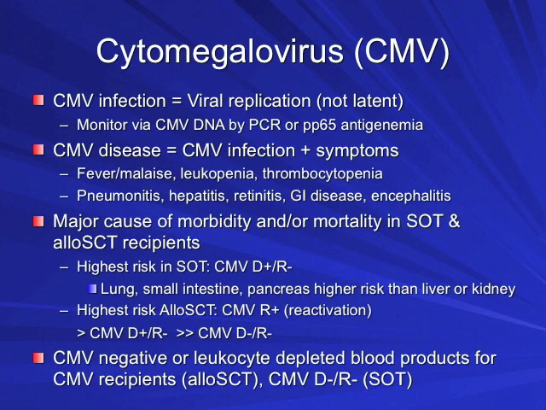And this is a major cause of morbidity and or mortality in solid organ transplant and allogeneic stem cell transplant patients. For solid organ transplant patients, the biggest risk is for patients where the donor is positive for CMV and the recipient is negative. And the more immunocompromised, the bigger the concern here. So we see bigger problems in lungs, small intestine, and pancreas transplants than liver or kidney. For allogeneic stem cell transplant patients, it's usually reactivation of the recipient rather than receiving it from the donor, although that can happen. And patients who are CMV negative and donor negative and recipient negative have minimal to no risk of CMV disease unless they receive it through a blood transfusion. So we always use CMV negative or leukocyte depleted blood products.